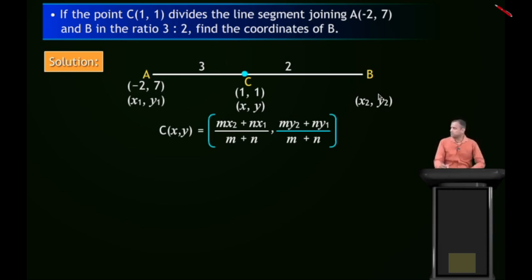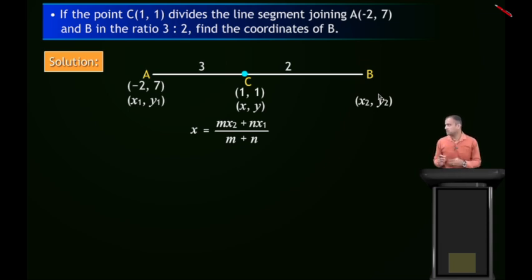And here again we can use this formula: C(x, y) equals (mx2 plus nx1) upon (m plus n), and (my2 plus ny1) upon (m plus n). So by using the first formula, for the x, it is equal to (mx2 plus nx1) upon (m plus n). Now you know all the values: x, m, n, x1, m, and n. So you can put all the values, and from here you can get the value of x2.